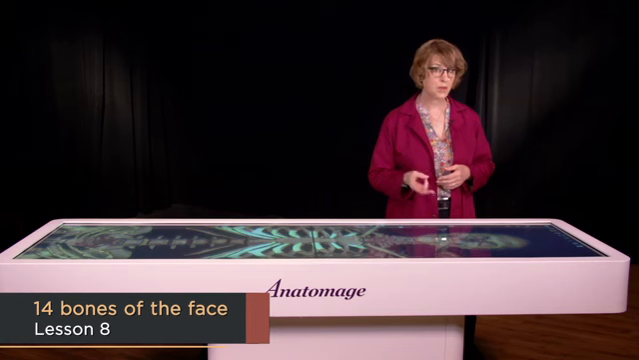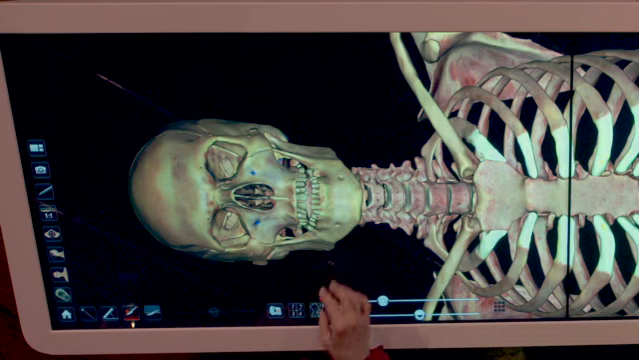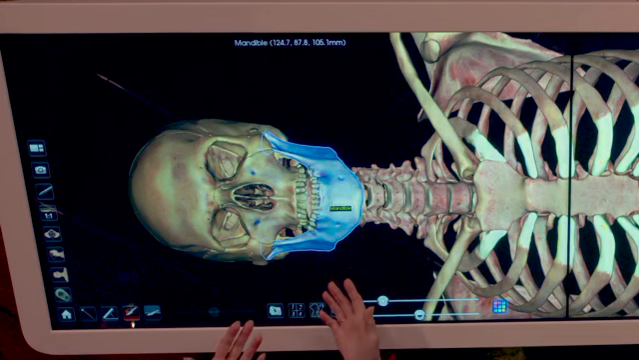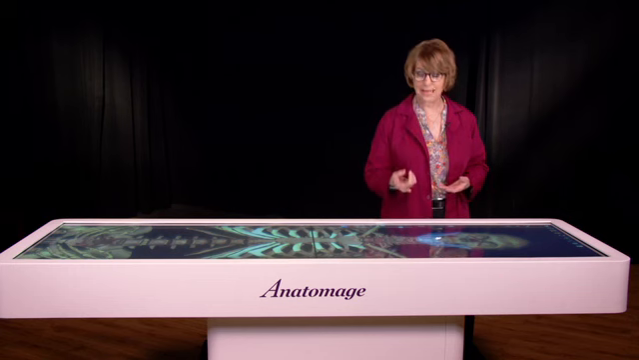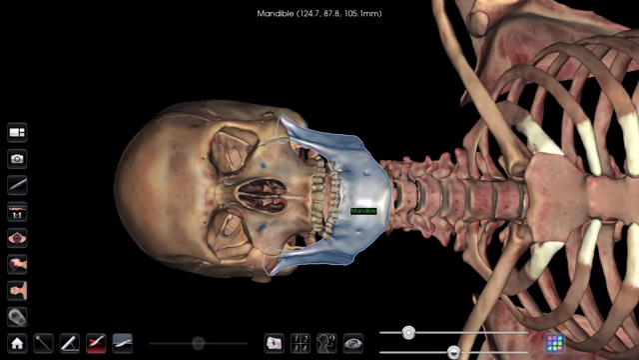So how about the 14 bones of the facial region? If you remember, 2 are unpaired and the rest are all paired bones. Let's start with the obvious mandible, right? The lower jaw, a singular bone that has an alveolar ridge to house the lower teeth.